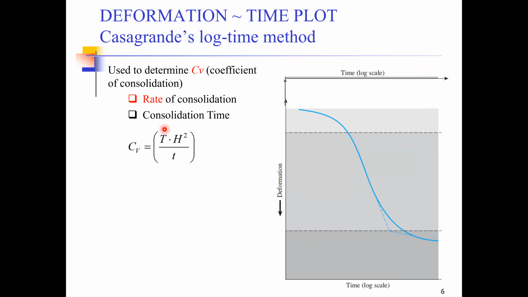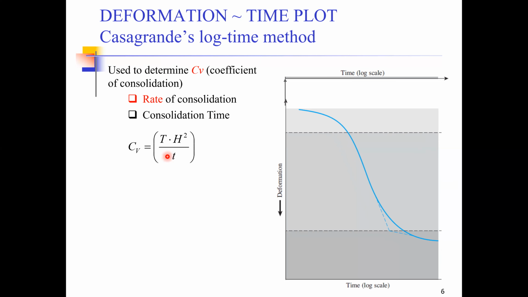Okay, then this T, you also know T is called the time factor. And for the time factor, in the previous lecture, we have seen a couple of formulae which are used for the determination of time factor. If you don't remember those, I strongly suggest you go back to the previous lecture and look at those formulas before going ahead with this. And this t is the time of consolidation.